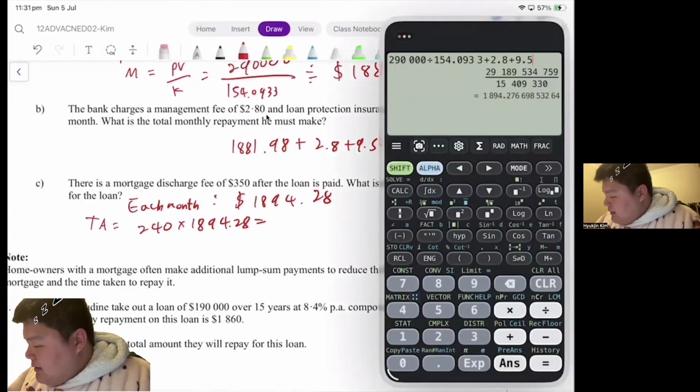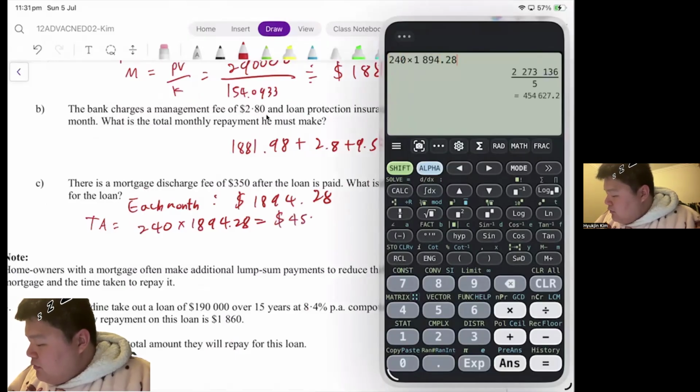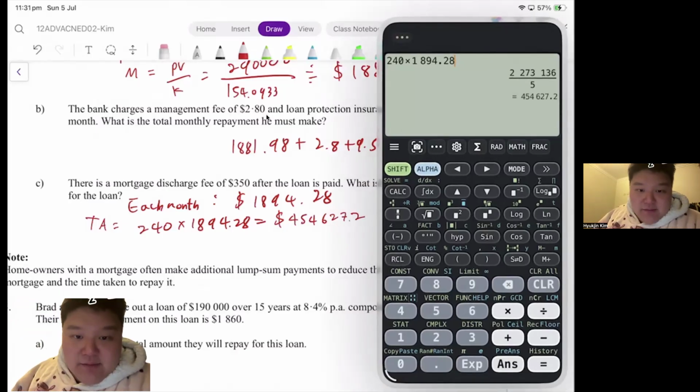And now the calculator is out. That's how much I've paid.